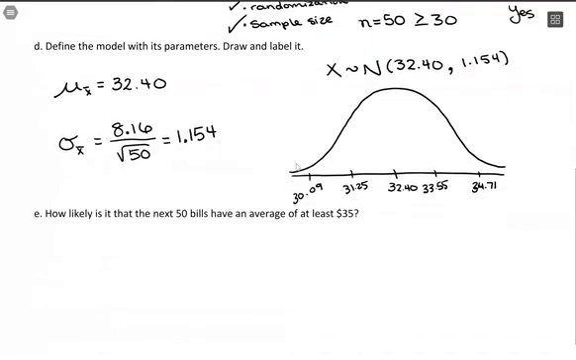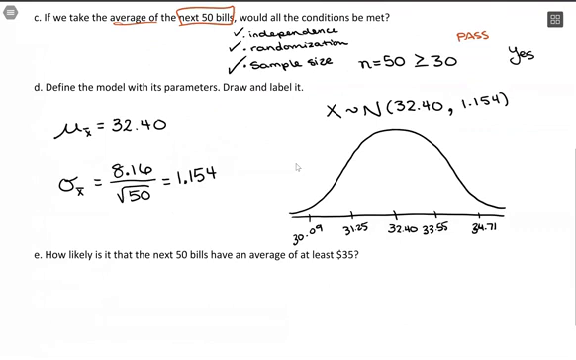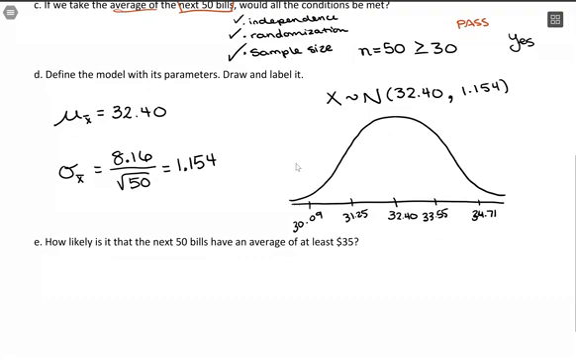Alright, so we found our parameters, the mean, standard deviation. We defined the model, as we did up above there, and then drawing and labeling the graph. So how likely is it? So in terms of finding a probability, the next 50 bills, so we have our sample size average, so we know we're using our sampling distribution of means, at least 35.